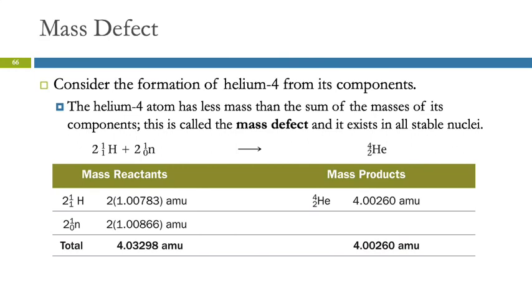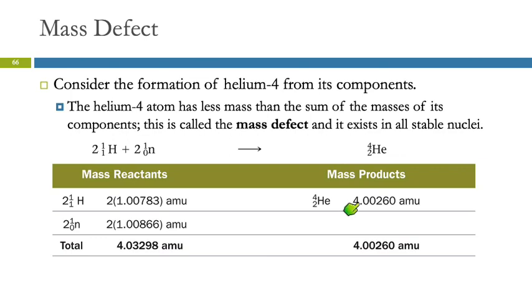So let's look at a helium-4 nucleus and look at what we know to be in it. There are 2 protons, so 2 times the mass of the proton, and 2 neutrons. So here's the mass of 2 neutrons. And so the total of that is 4.03298 atomic mass units.